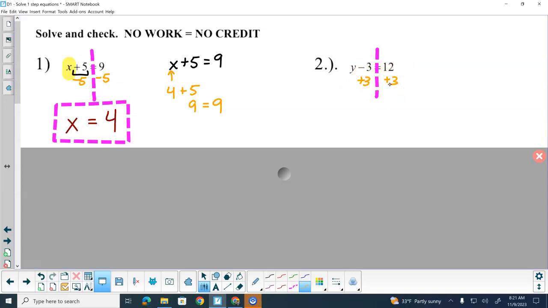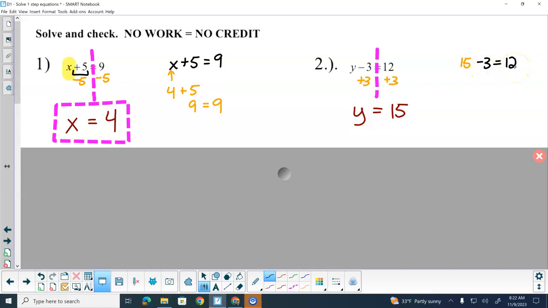Left side, y minus 3 plus 3. That's just y, right? Yep. Because the minus 3 plus 3 is 0. So the left side just becomes y equals 15 on the other side. So now we have to do what? We did our work. Now we've got to check our work. So we're going to plug in 15, and we're going to subtract 3, and hopefully that's 12.